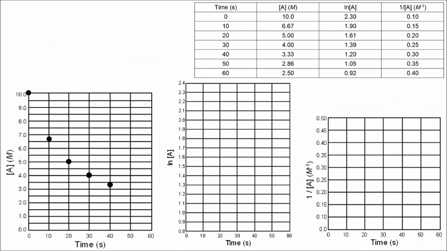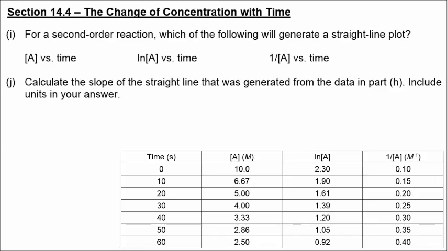So here is the graph of A versus time. That's a curve. Here is the graph of natural log of A versus time. That is also a curve. And here is the graph of 1 over A versus time. It's a nice straight line. So for a second order reaction, 1 over A versus time will generate a straight line plot.